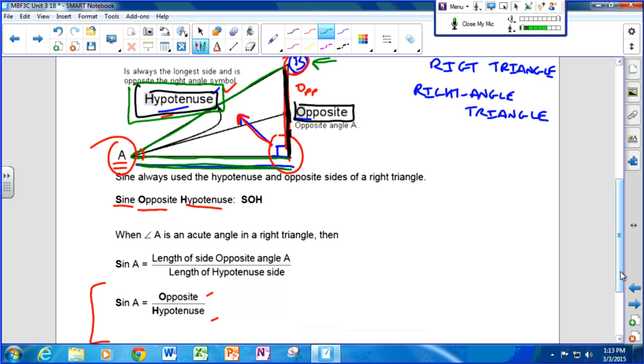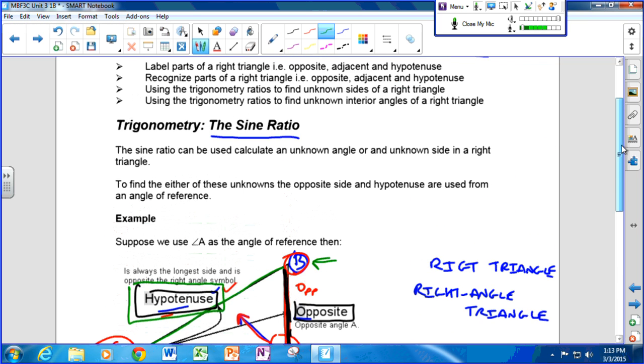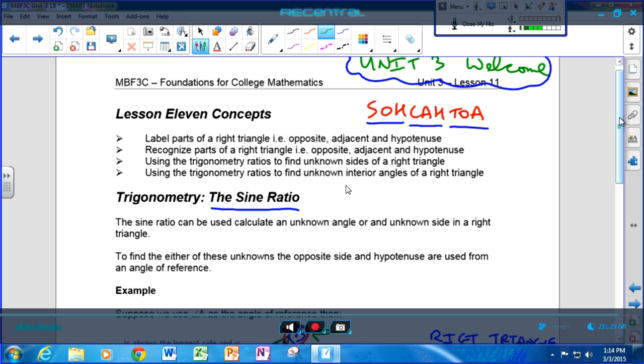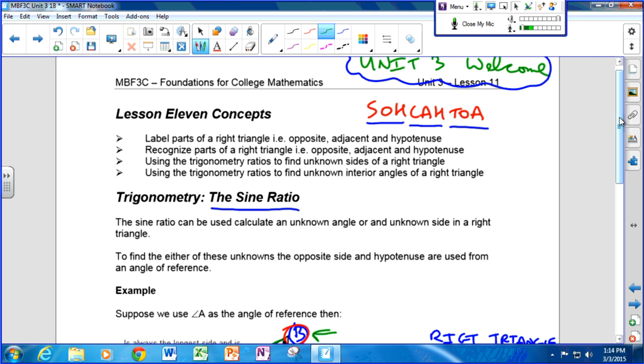Now, the way to remember the sine ratio, sine is opposite over hypotenuse, is this little memory aid, which I have up here. Mnemonic is what it's called, and it's SOHCAHTOA. SOHCAHTOA. And if you can remember that, you're going to know all of your three trig ratios, because S is for sine, which is the opposite over hypotenuse. That's the SOH part of it.